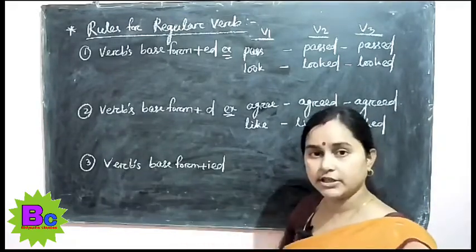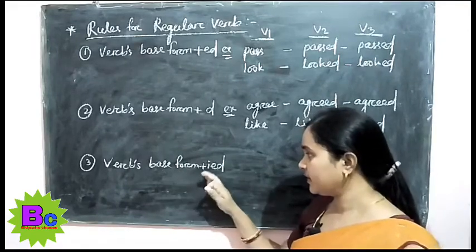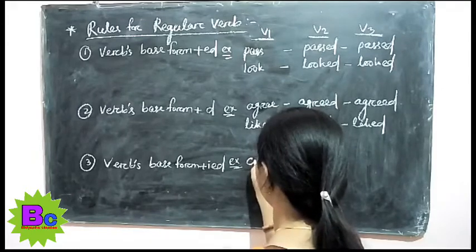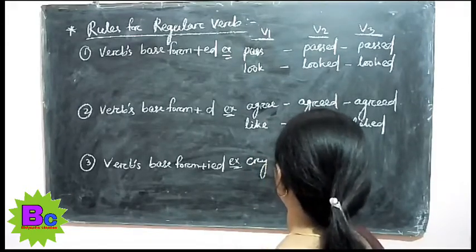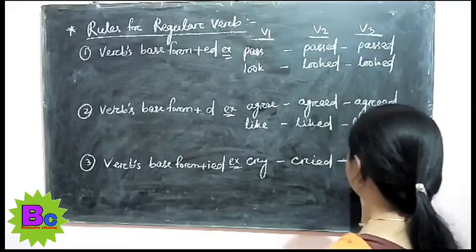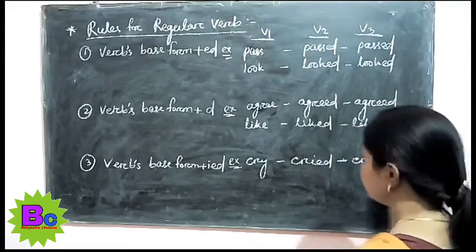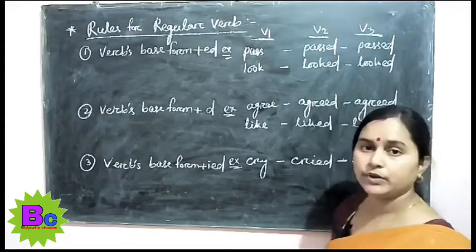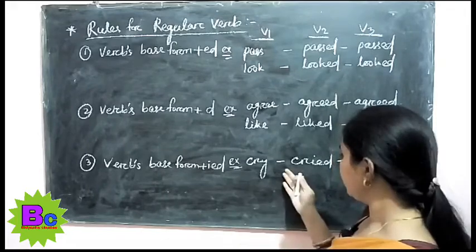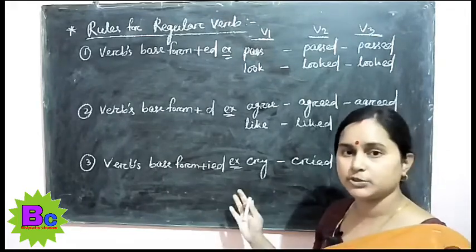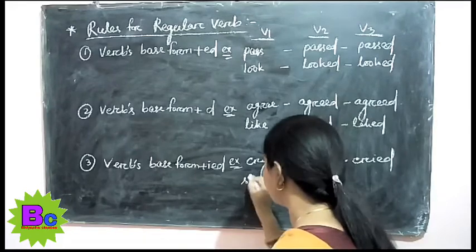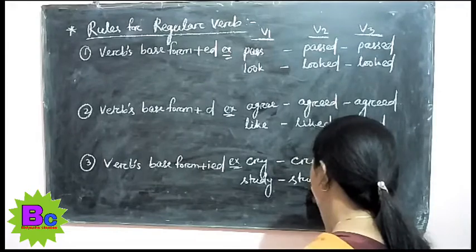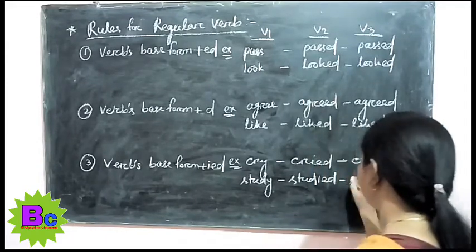Okay. Similarly, the third rule is verb's base form plus ied. For example, cry, cried, cried. Look here, y is replaced by i, then we add ed. So here we add ied to the base form of the verb. Similarly, we can take another example: study, studied, studied.